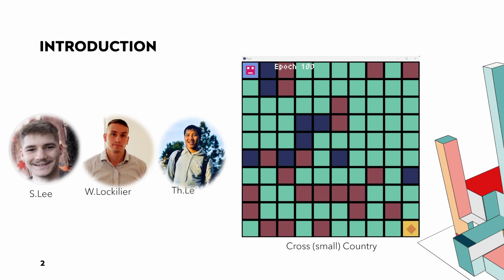Today, we will go over the game Cross Country, which is a custom game we programmed in Python, and how we incorporated a self-learning agent in it. Specifically, we used the Q-learning algorithm and deep Q-learning algorithm and compared the results in the end.